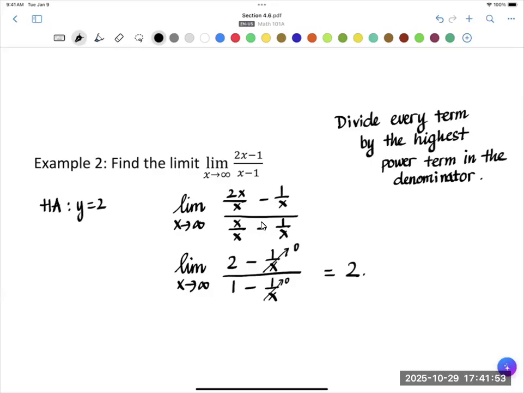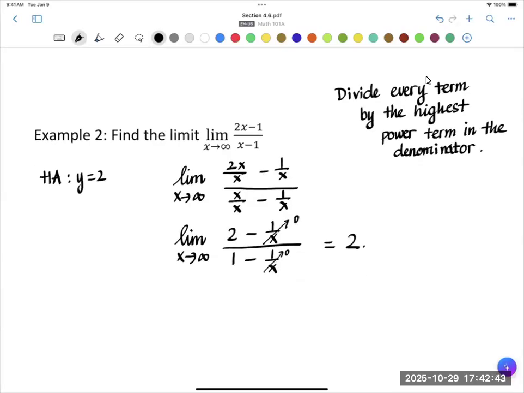Some people can also find the horizontal asymptote directly from the function, if you still remember some basic concepts from pre-calculus. If you have a polynomial in the numerator and a polynomial in the denominator that have the same degree, then the horizontal asymptote is just the ratio of the coefficients.